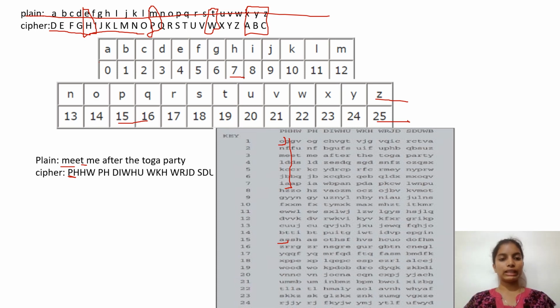Then coming to T, T has the numbering 22. So you will have to write 22, then you have to start writing the alphabets from 22 to 1. So in the end you will get the complete plain text in the third row. So, meet me after the Toga party. So this is how the Caesar cipher works.